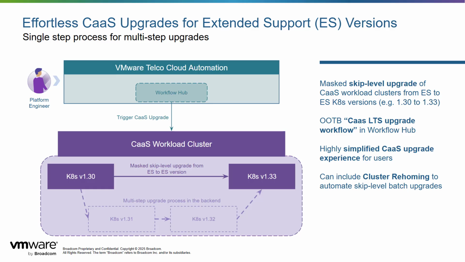With VMware Telco Cloud Platform, we have introduced the capability to upgrade the CaaS clusters directly from one extended support version to another without having to manually perform the sequential upgrade. While the sequential upgrades still take place under the hood, ensuring that all the necessary steps and validations are performed, they are completely transparent to you, thus streamlining the upgrades to a greater extent.